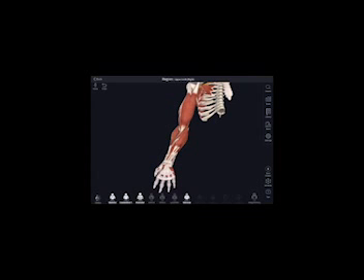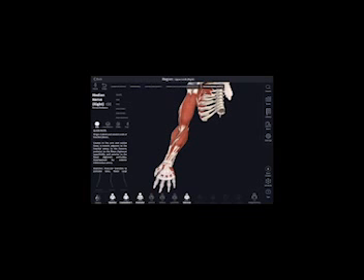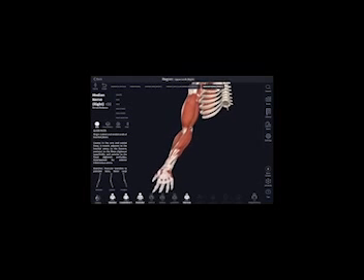Okay, so let's start with the median nerve. We see it here, running on the medial aspect of the cubital fossa, and then it comes down and innervates all these forearm flexors that we saw in the superficial layer, the intermediate layer, and the deep layer. There are some exceptions though.